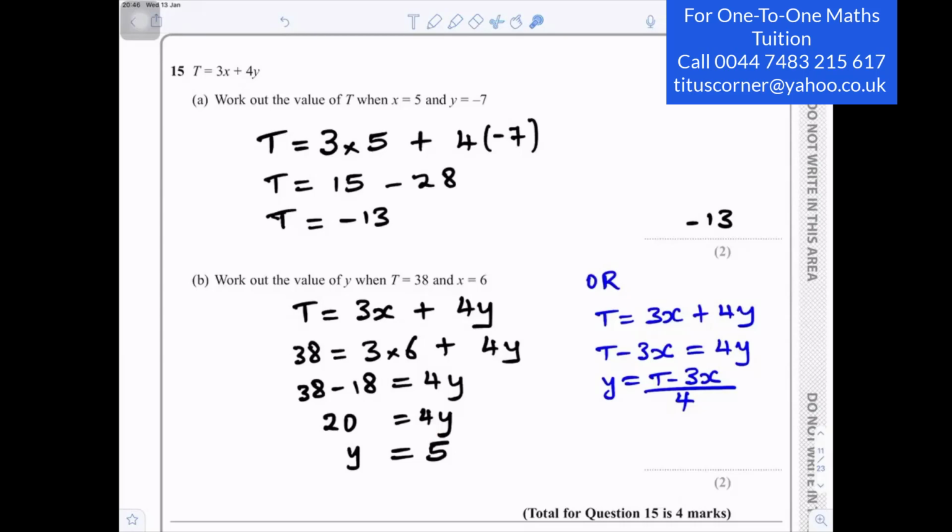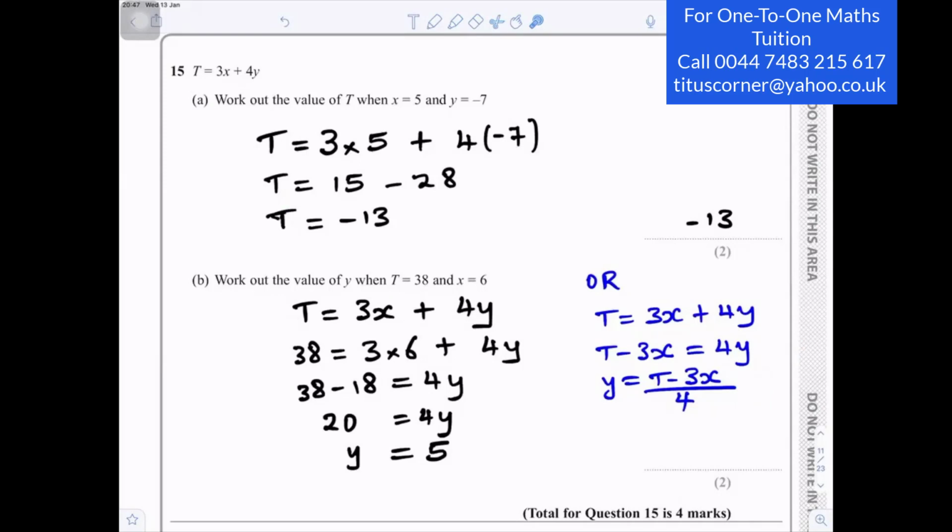Another way to do it is using algebra, where we can make y the subject and substitute the values for t and x. So you can write t equals 3x plus 4y. You minus 3x first: t minus 3x equals 4y. Then after that you divide by 4. That's the equation for y.